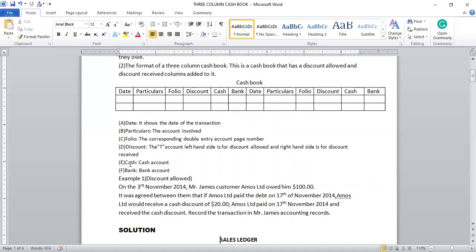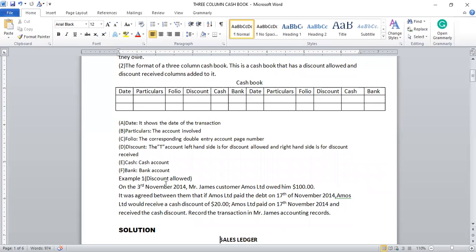E, the cash, that's for the cash book, the cash account. So this one is cash account, this one is also cash account. But this side is the debit side of the cash account, and this is the credit side of the cash account. Then F, that's the bank. The bank also shows the debit side of the bank account and the credit side of the bank account. Okay, so let us look at an example.